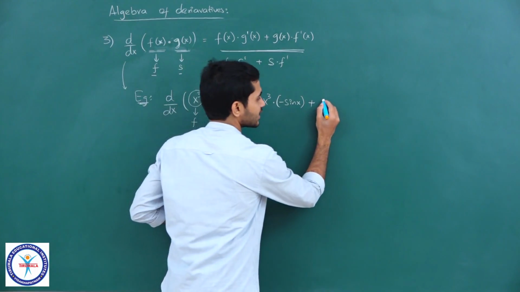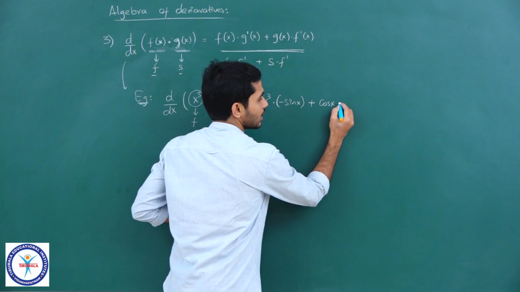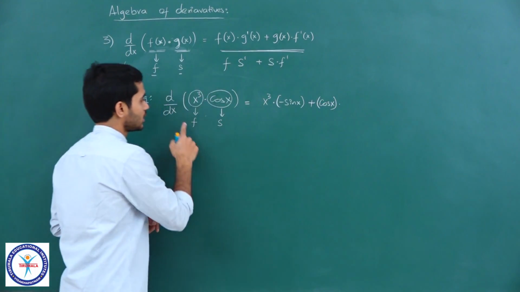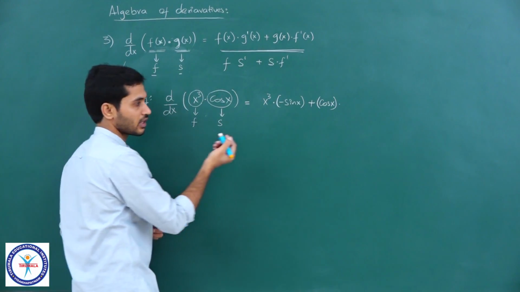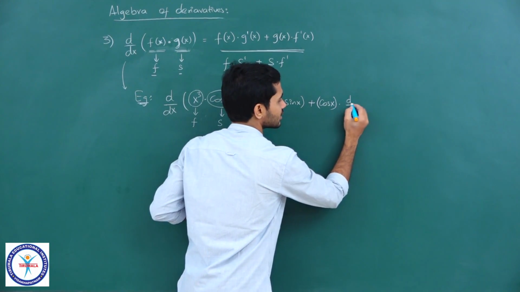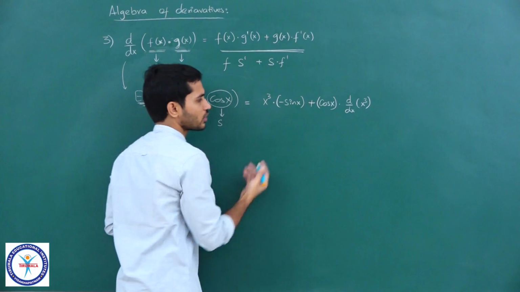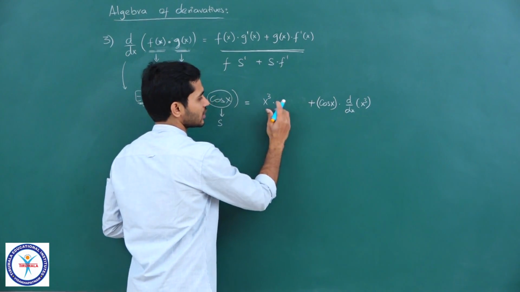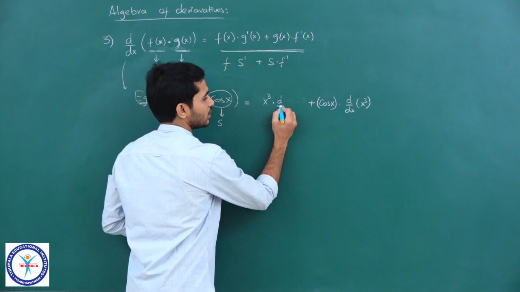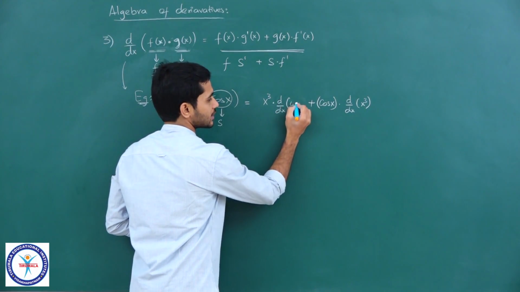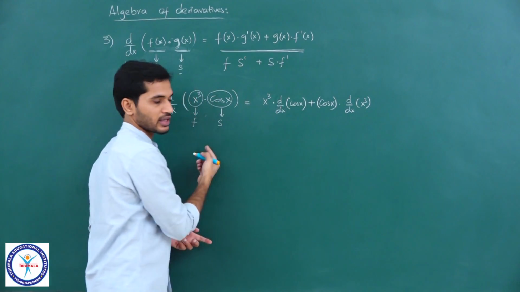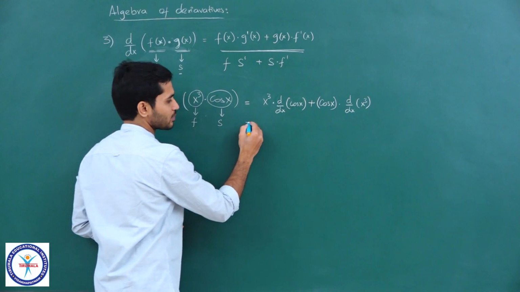So, I will directly write the second function which is cos x, and now I will multiply that with the derivative of first function. Derivative of first function, let me write it like this, d by dx of x cube. Or you can understand what we have written here is also the same, x cube into d by dx of cos x. So, this is what we have written there.